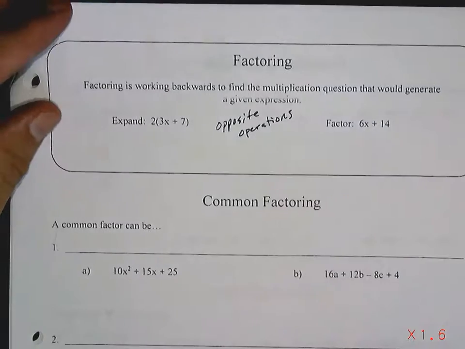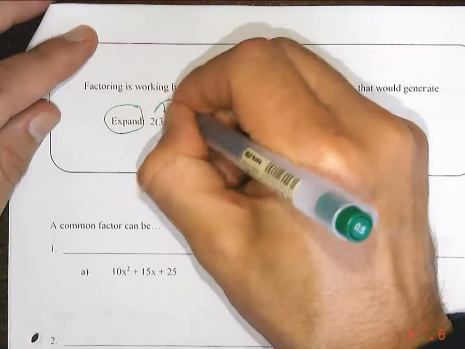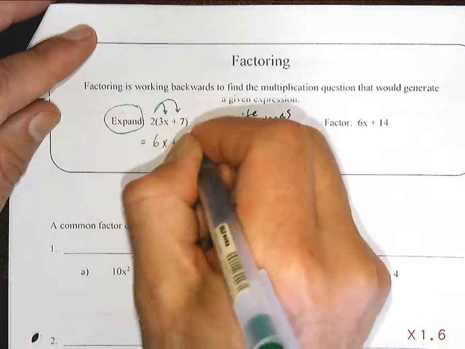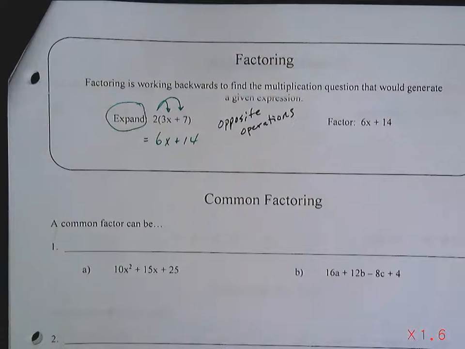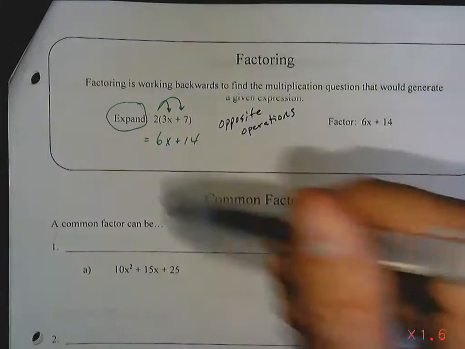And we're going to look at expanding. And expanding means the distributive property. So we expand that to give us 6x plus 14. So we took the 2 and we multiplied it by the 3, and we took the 2 and we multiplied it by the 7. If there were like terms, then we would collect like terms. There aren't, so we're done.